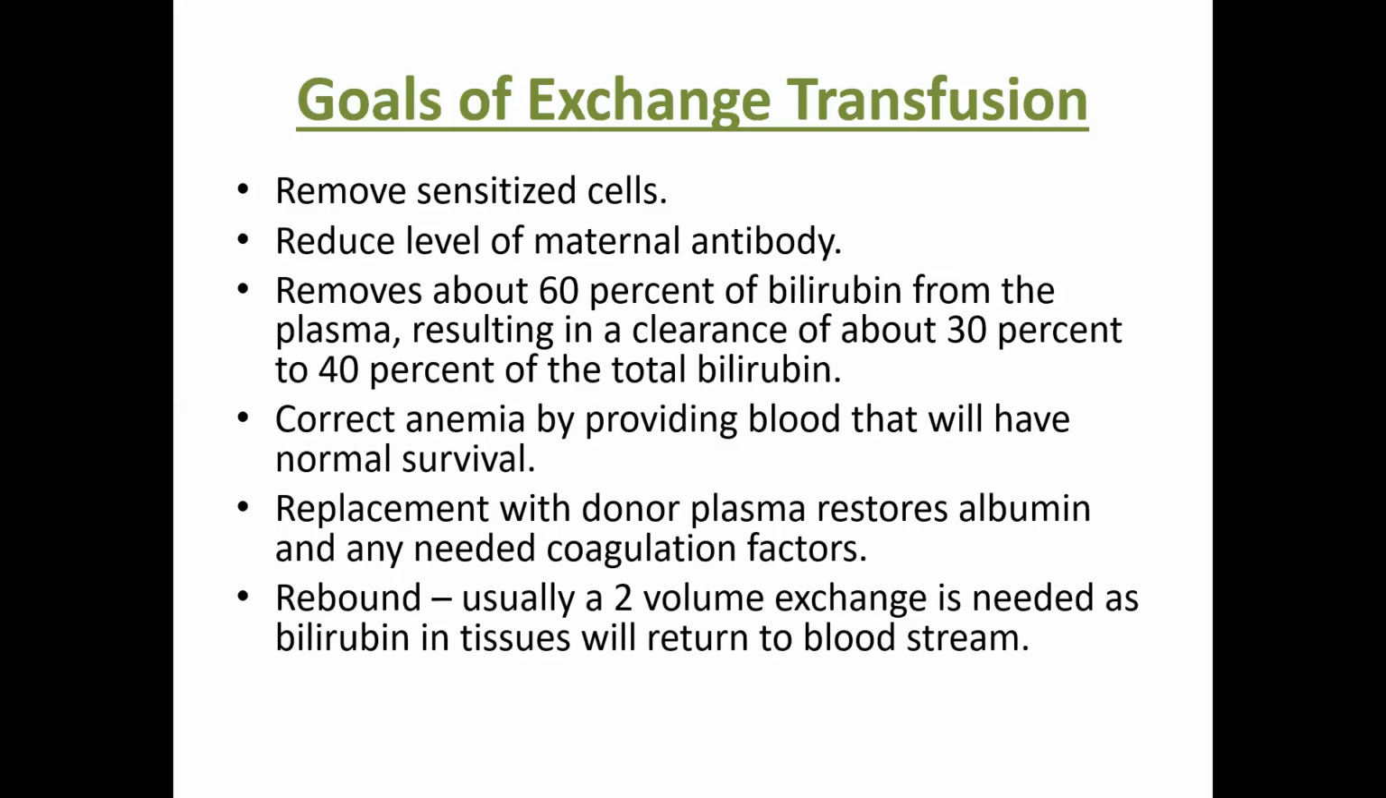The goals of exchange transfusion are to remove the sensitized cells, reduce the level of maternal antibody, and remove 60% of the bilirubin from the plasma, resulting in clearance of about 30 to 40% of the total bilirubin. They correct the anemia by providing blood that will have a normal survival. Replacement with donor plasma restores albumin and any needed coagulation factors. Rebound: usually a two volume exchange is needed, and bilirubin in the tissue will return to the bloodstream. Okay, these are the goals for the exchange transfusion.